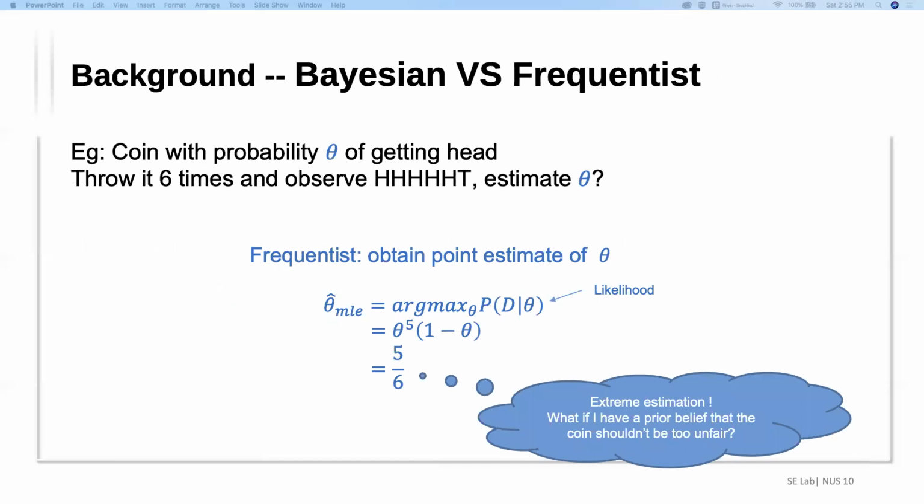So we'll see an example. Suppose we have a coin, and the coin might be fair or unfair. We don't know. It has probability theta of getting heads, and we want to estimate this theta. To estimate, we can just throw it 6 times, and we observe 5 heads followed by a tail. If I'm a frequentist, I will simply estimate the probability of heads as 5 over 6. But that's a very extreme estimation. What if I have a prior belief that the coin shouldn't be too unfair?